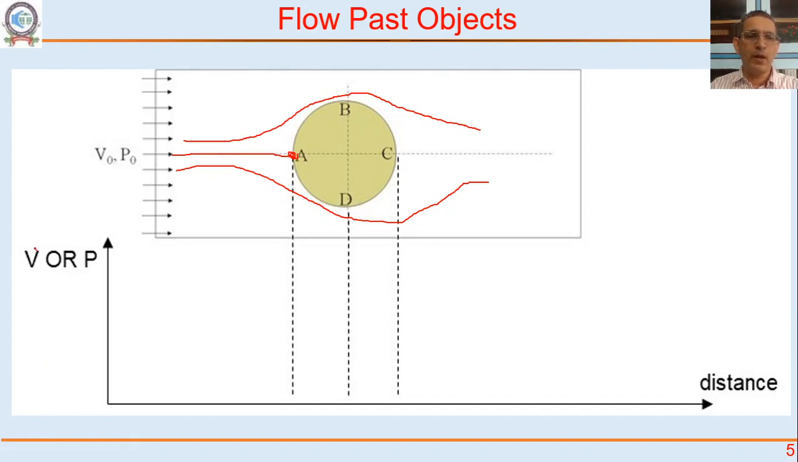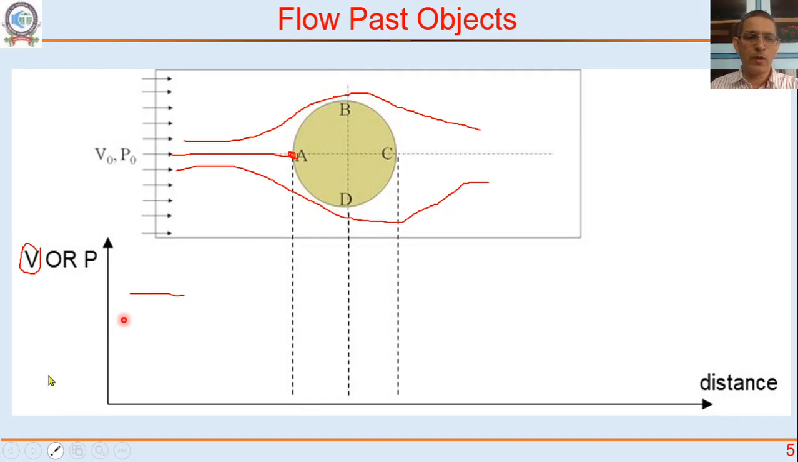Okay, so if I plot velocity first, far upstream of the object, this portion is called upstream of the object, and this portion is called downstream of the object. Left of A is upstream, right of C is downstream. As you go from left to right, the area available for the flow is lesser and lesser because it is partly blocked by the object, so velocities will increase.